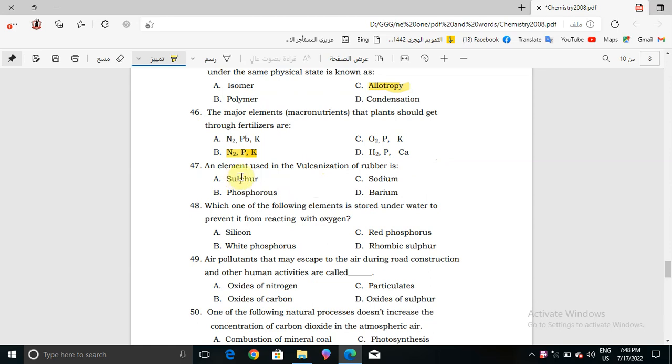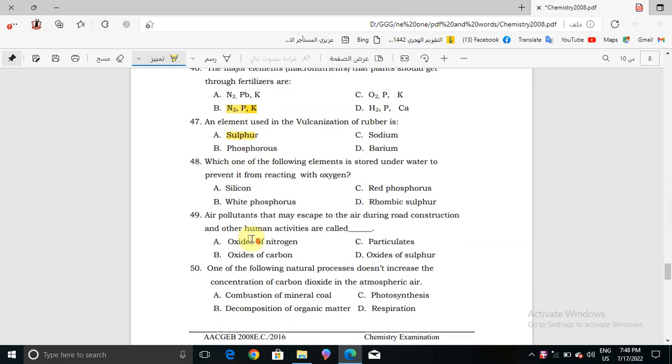Now question number 47. An element used in the vulcanization of rubber is called what? It will be sulfur. Sulfur is an element used in the vulcanization of rubber. Okay, question number 48. Which one of the following elements is stored underwater to prevent it from reacting with oxygen? It will be white phosphorus. That is used in submarines also.